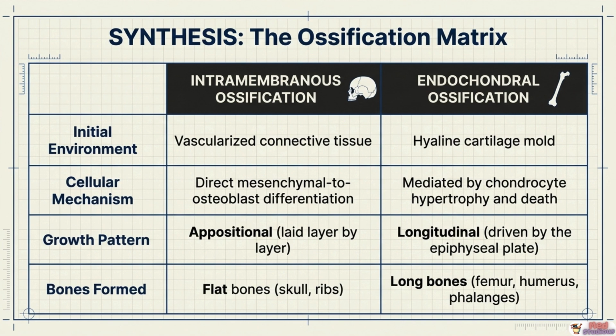Memory anchor? Flat bones equal intramembranous. Long bones equal endochondral. The mechanism matches the mechanical demand. Flat bones need area, so they grow by apposition. Long bones need length, so they grow by longitudinal endochondral replacement.